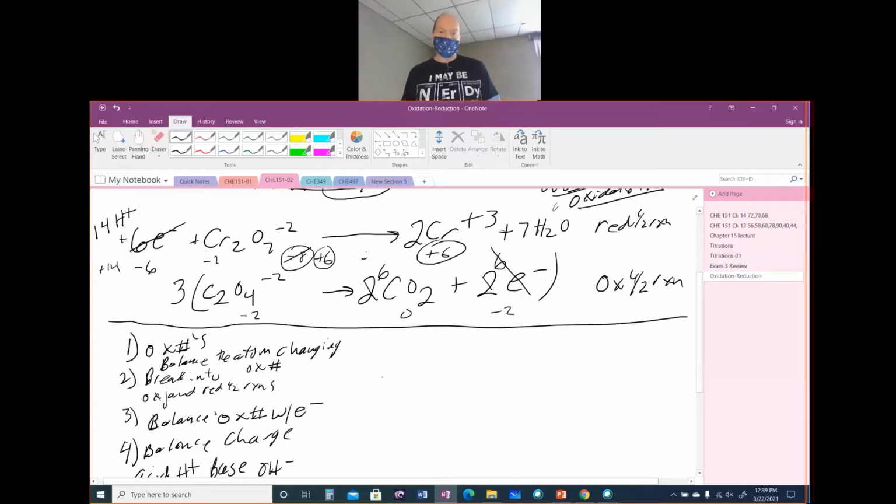So on the left, we still have 14 H plus. We have our Cr2O7 minus 2. We have our 3 C2O4 minus 2s. And that's what we have on the left. On the right, we have 2 Cr plus 3s. We have 6 CO2s. And we have 7 waters.